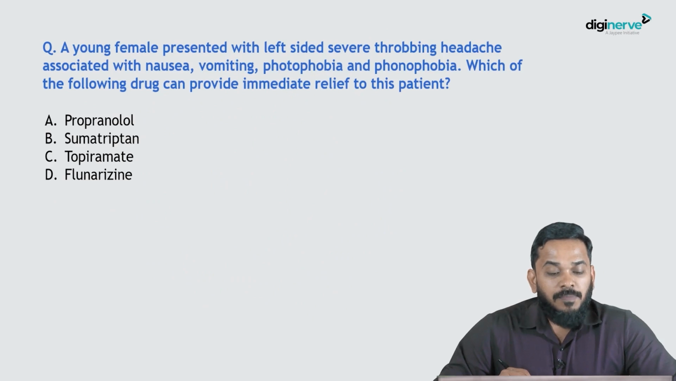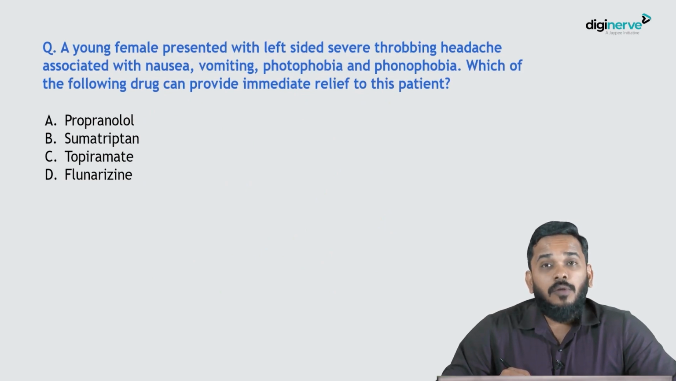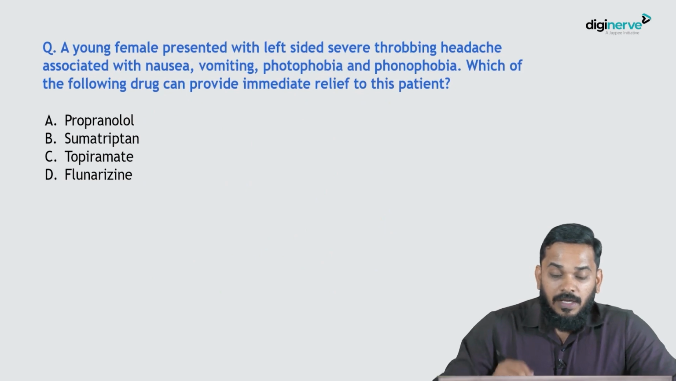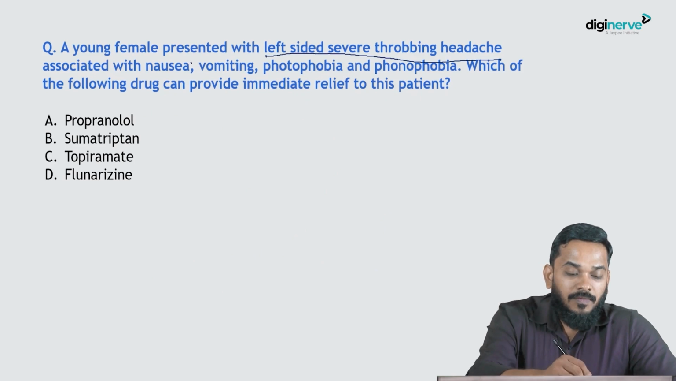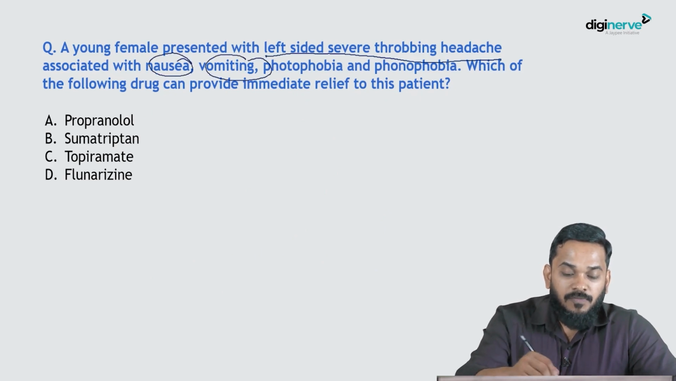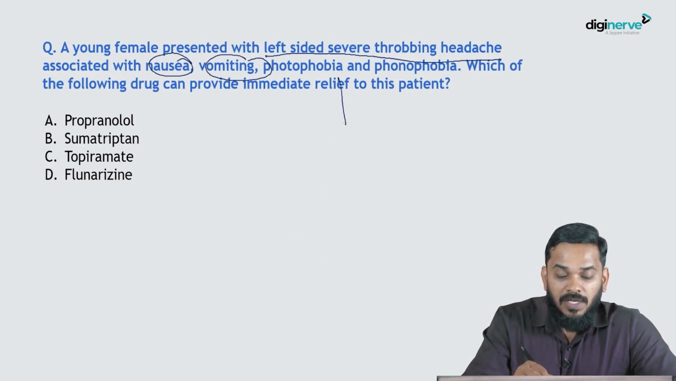A young female presented with left-sided severe throbbing headache associated with nausea, vomiting, photophobia, and phonophobia. Which of the following drugs can provide immediate relief to this patient? So, severe left-sided unilateral throbbing headache, that is a typical headache associated with migraine, with associated nausea and vomiting, photophobia and phonophobia. All these indicate acute attack of migraine.